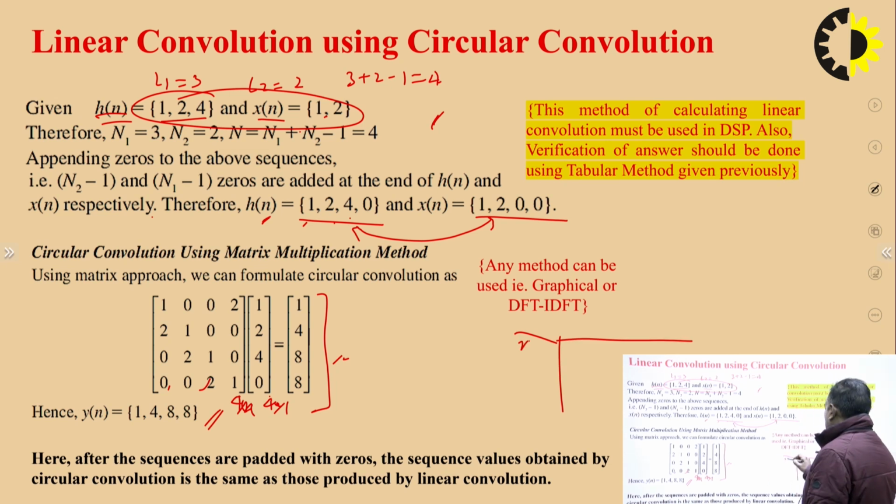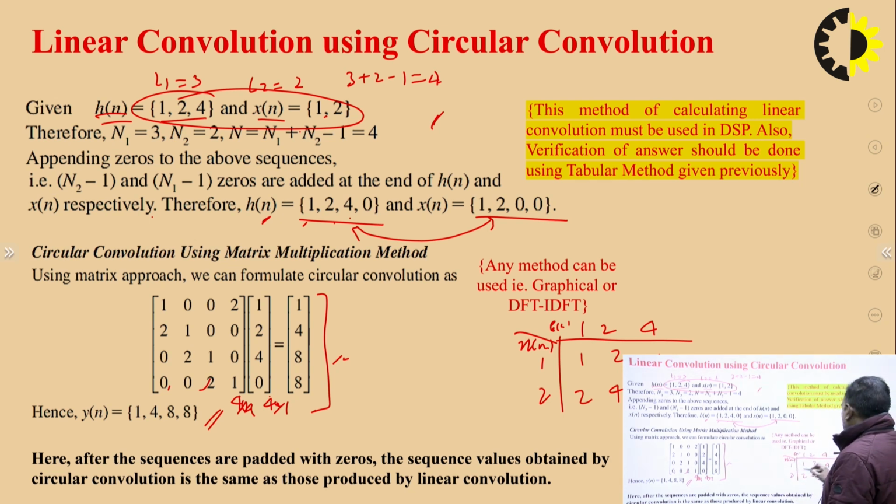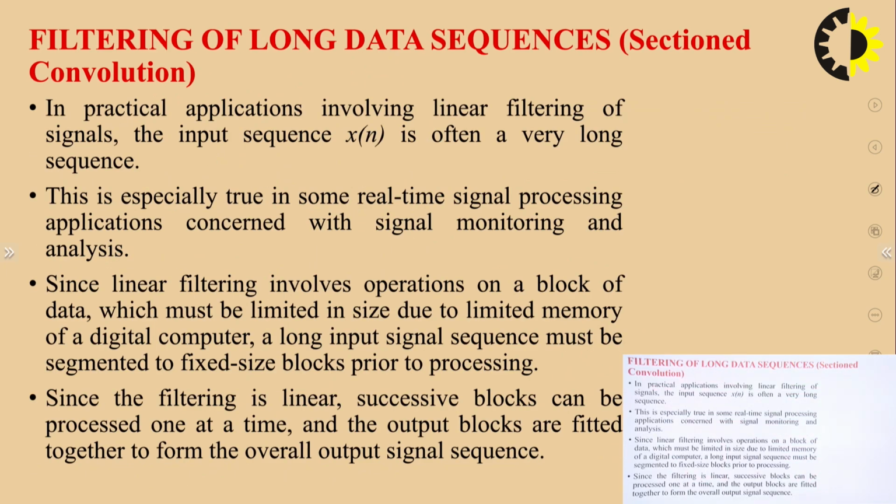You can easily verify it also by the verification method. Let's say xn is 1 2 4 and hn is 1 2. You make a matrix like this, 2 4 8, simply multiplying corresponding elements. Then the value is 1 4, and we add up the cross values to get 8 8, the same value that we are getting over here.